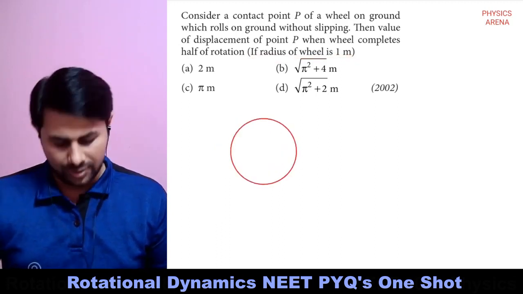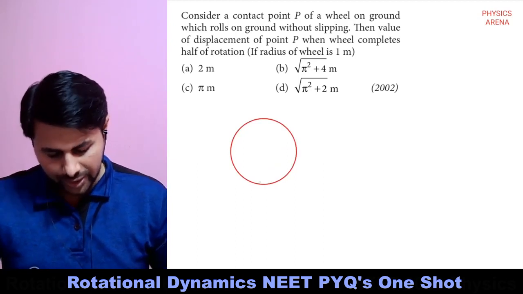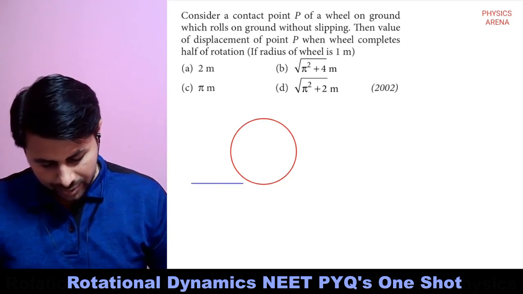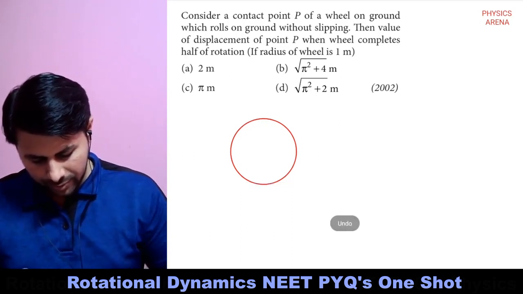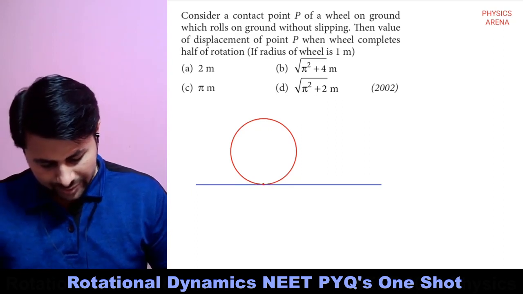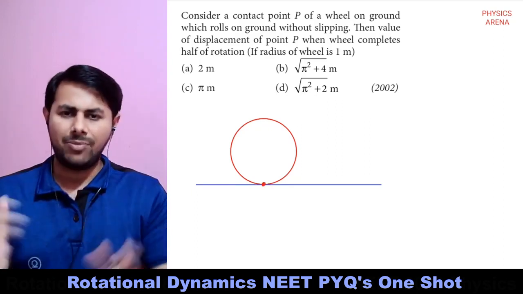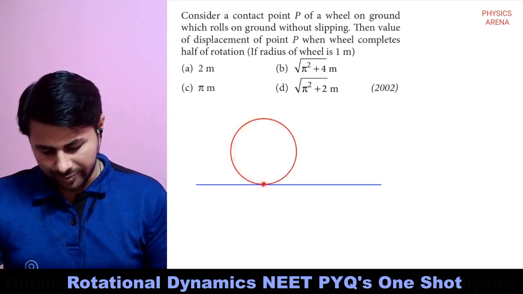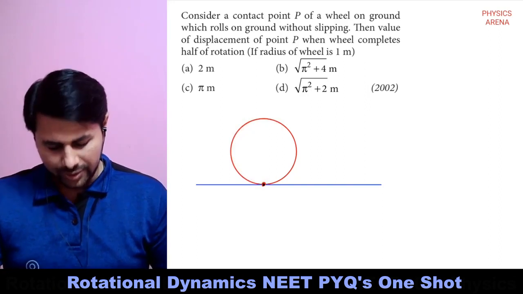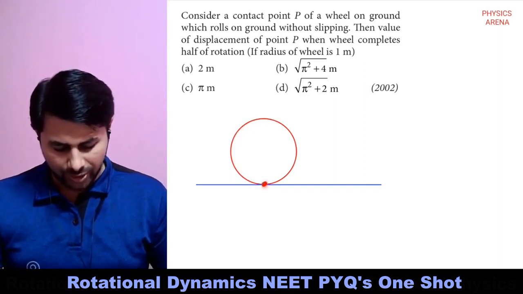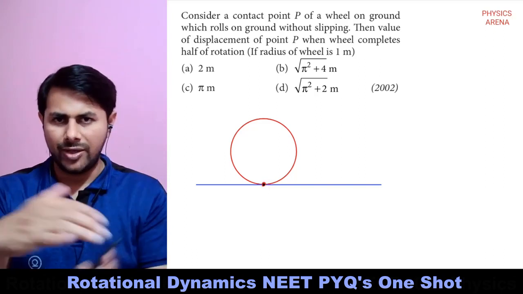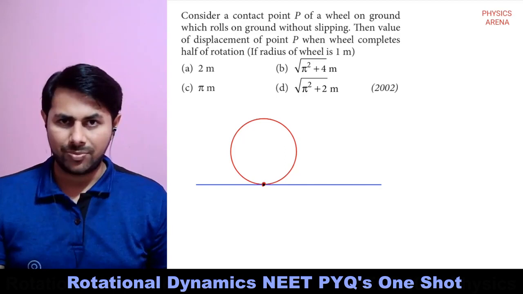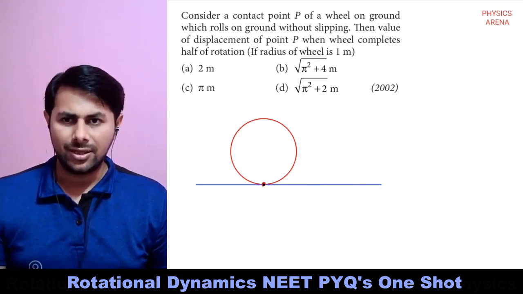There is this wheel and it is rolling without slipping. When this wheel moves with half a rotation, what will happen to this point? Right now it is the point at the bottom. So when the wheel completes half a rotation, it will reach the top, right?